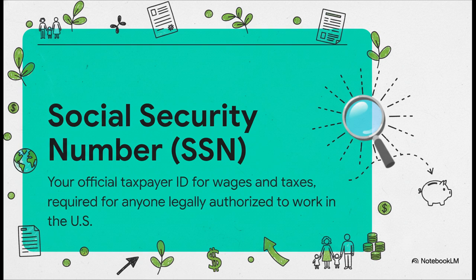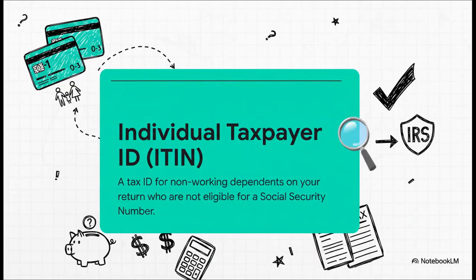As the O-1 visa holder, this is your number. Think of it as your official taxpayer ID. It's tied directly to your permission to work, and it's what you use for everything. Wages, payroll, filing your taxes. Pretty straightforward. Okay, but then we have the ITIN, the Individual Taxpayer Identification Number.